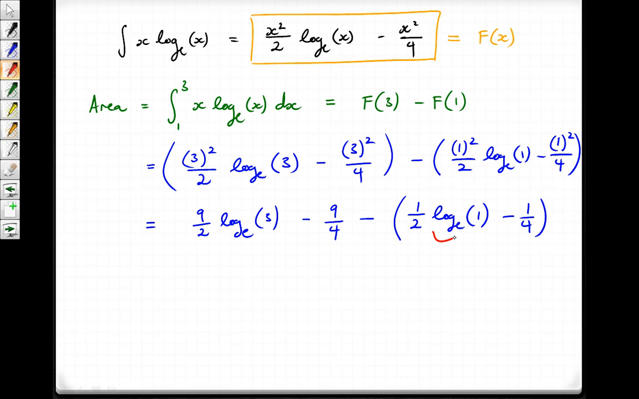Anything that's log e of, or log a of 1 is just 0. So that leaves us with nothing there and just the quarter there to deal with. So we've got minus a quarter, which is plus a quarter. So my final answer should be equal to 9 on 2 log e of 3 minus 9 on 4 plus 1 on 4, which gives me minus 8 on 4, which is 2.